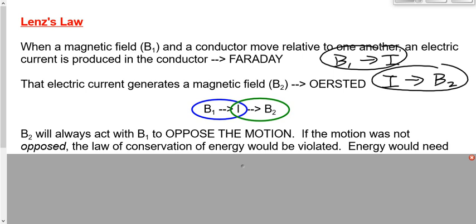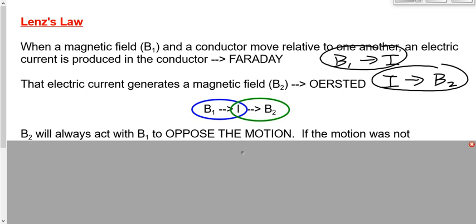Magnetic field number 2 will always act with magnetic field number 1 to oppose the motion. There will always be a force between these magnetic fields that opposes the motion. So I can move a magnet, I can move a wire, doesn't matter which one, that's going to generate a current. That current will generate a magnetic field. The two magnetic fields act to oppose the motion of whatever was moving, the wire or the magnet. It has to be an opposing force.